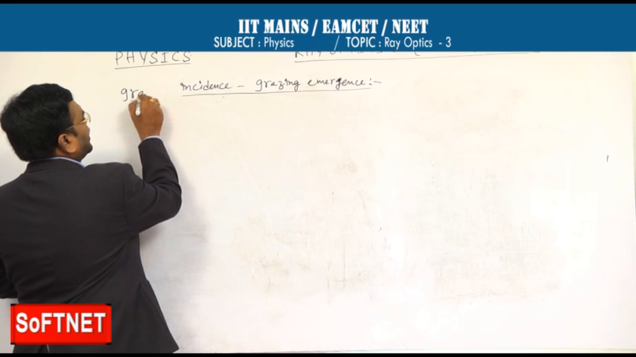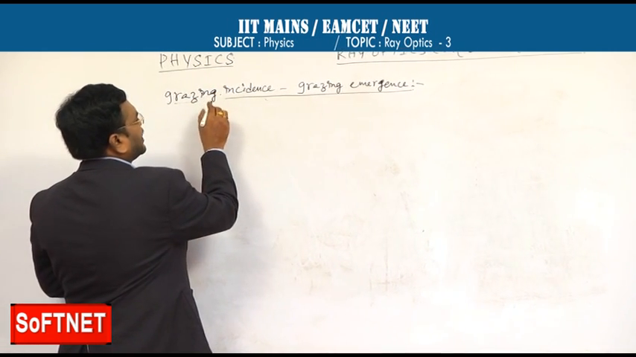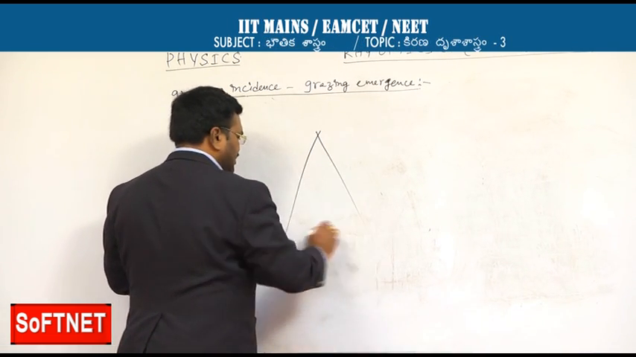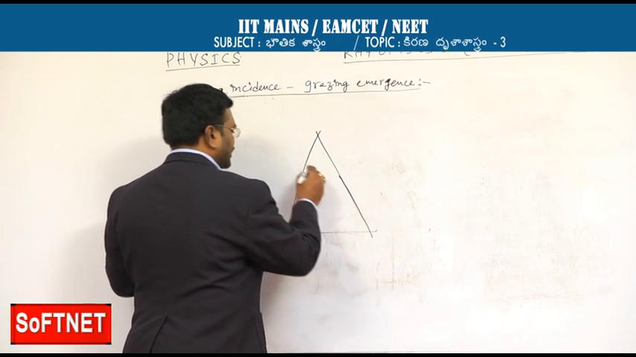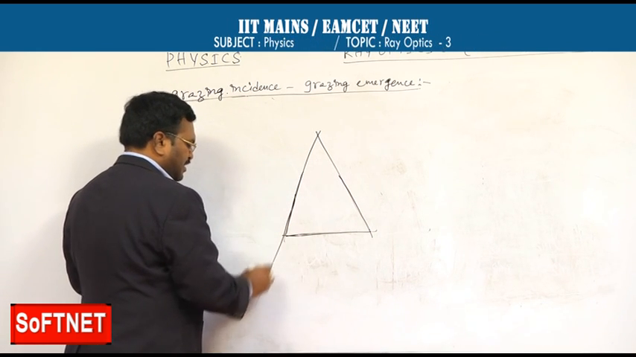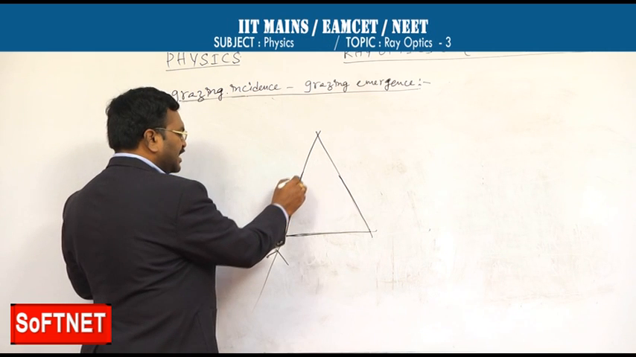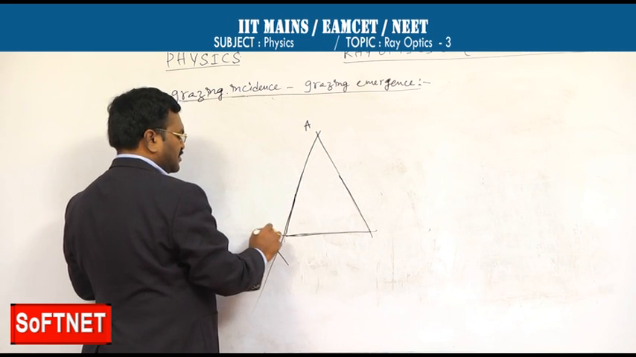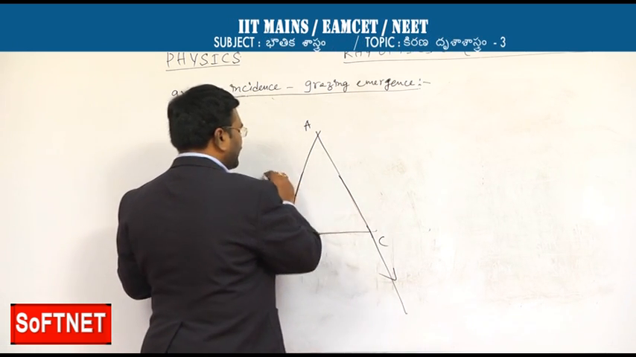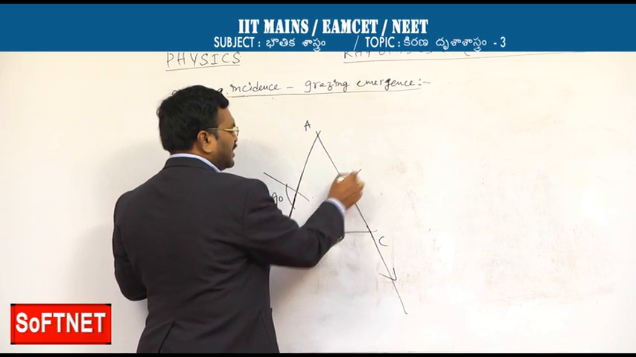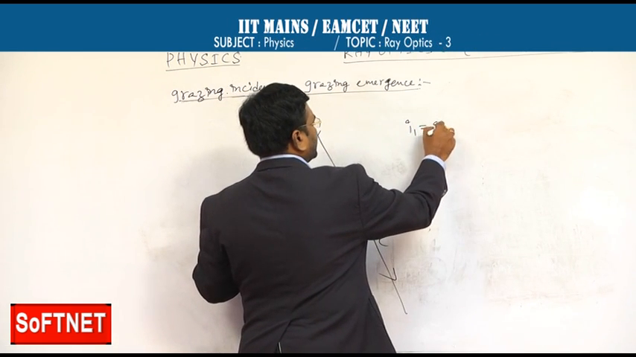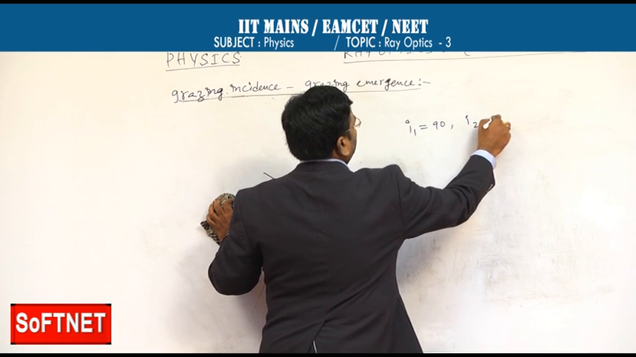Next we have grazing incidence and grazing emergence, like this. Here this is the prism. A ray of light grazes the first refracting surface, and the emergent ray grazes the second. So I1 is 90 degrees and I2 is also 90 degrees.